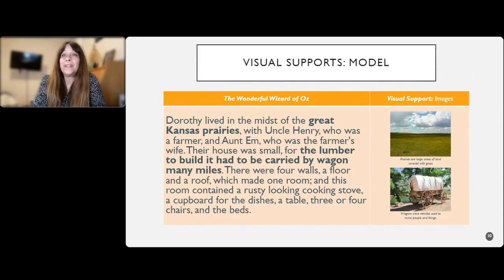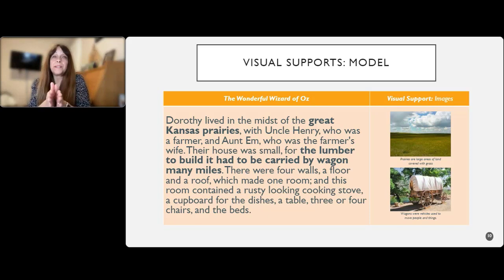Now, let's take a look at another visual support, which is really the use of an image. As we take a look here, we can see that images are very effective, right? They really start to bring the reader into the text. Here's an example of a visual support for chapter 1 of the text, The Wonderful Wizard of Oz.